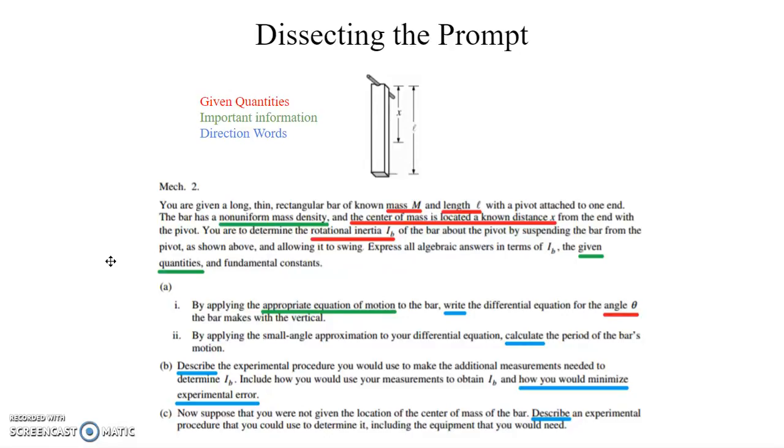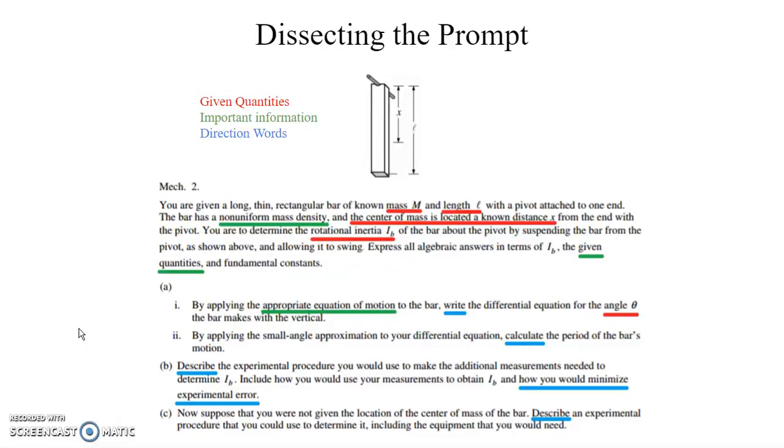In addition to this, they've also given us some important information which will tell us how to approach the problem as a whole. This includes that the bar has a non-uniform mass density, and that in part A1 we must use the appropriate equation of motion, which will dictate the rest of the problem. And finally, there are the direction words, which include write, calculate, and describe in this problem. And these basically tell us what type of answer they're looking for.